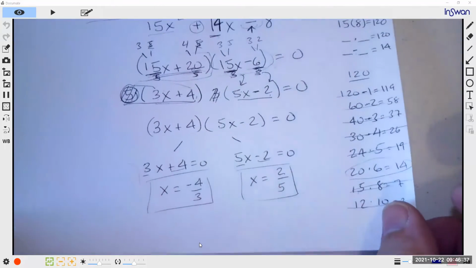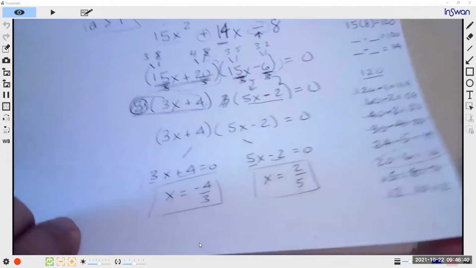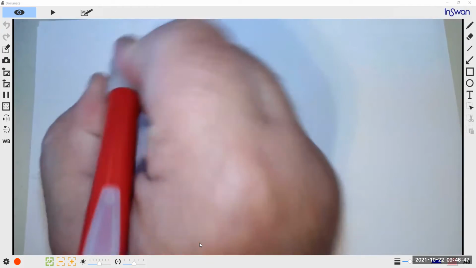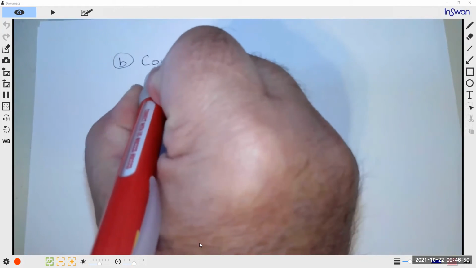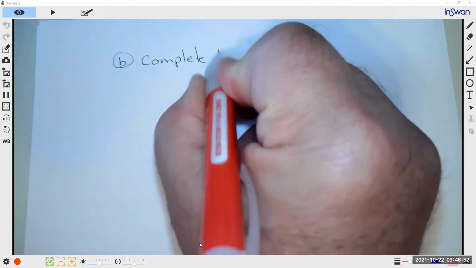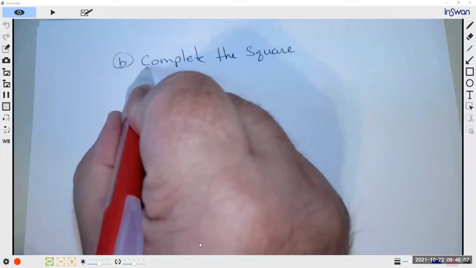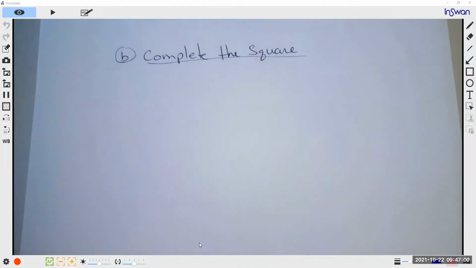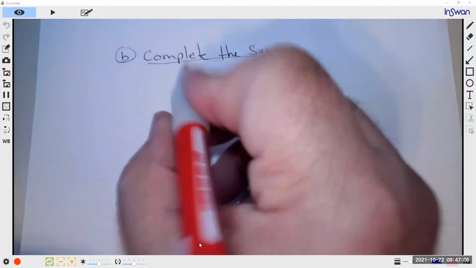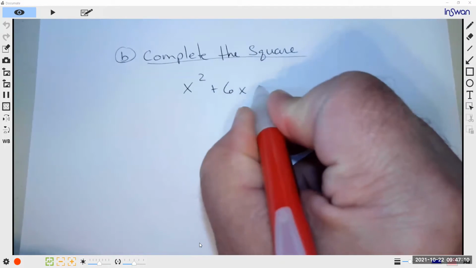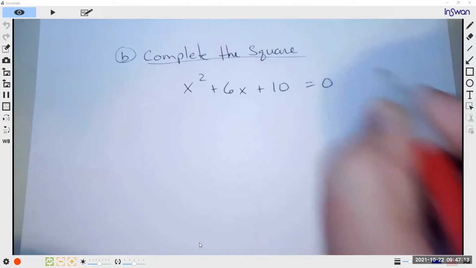Okay, so that was the first method of factoring. The next method that we talked about was complete the square. The reason we use complete the square is because there may be instances where we can't factor.